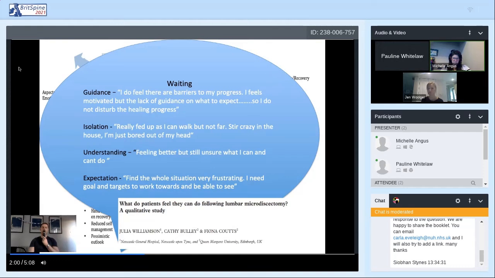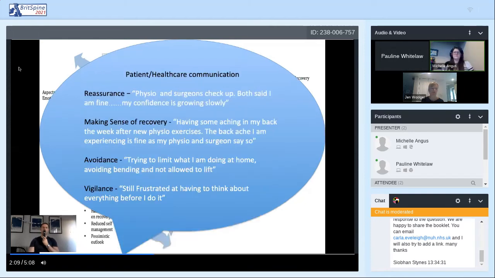Understanding, where patients did not feel they knew what they could or could not do. And expectation, where patients' expectations were often not met during this waiting phase. In the patient and healthcare communication theme, there is strong influence of the healthcare team. Advice given modified beliefs and therefore behaviours. There were examples of positive influences which helped reassure patients and help patients make sense of recovery.